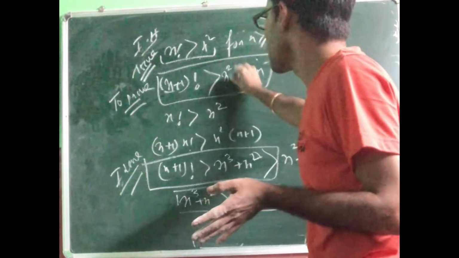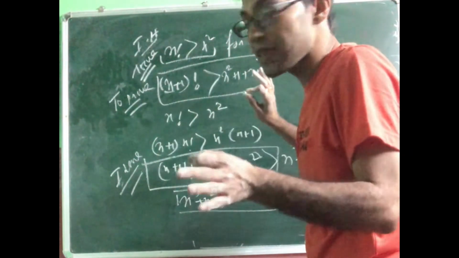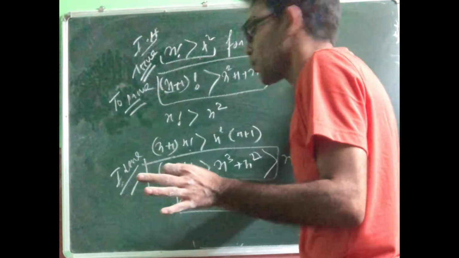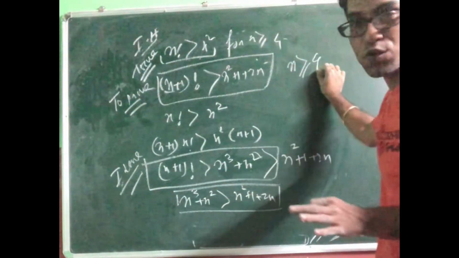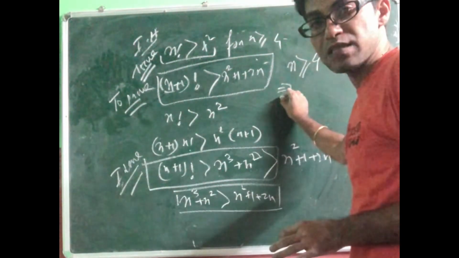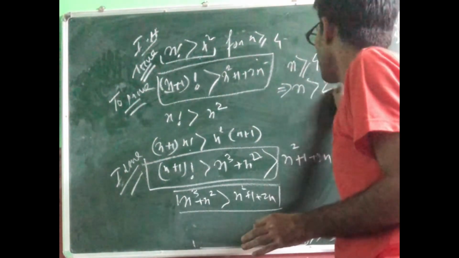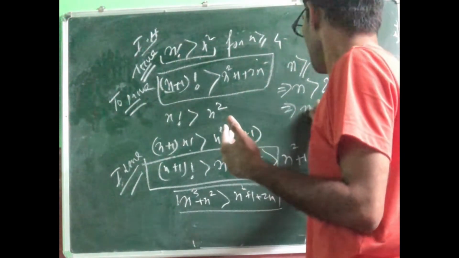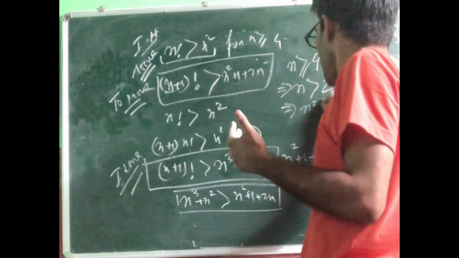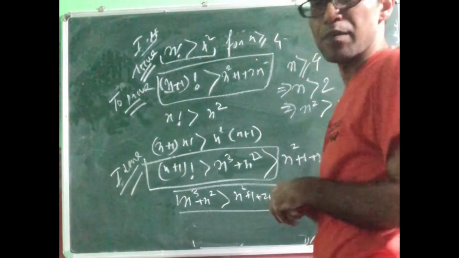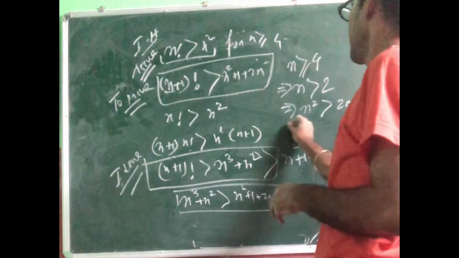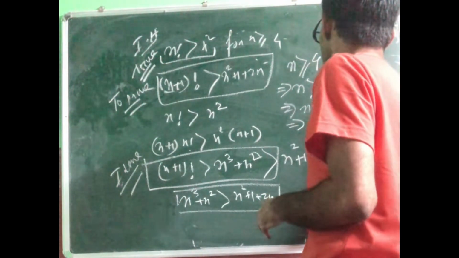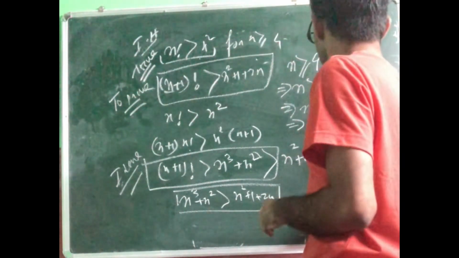So I'm not going to use this fact anymore. Rather, since I have n greater than 4, it's given, this also implies that n definitely is greater than 2. If this is the case, from here I can say, well, n square is greater than 2n, multiplying n both sides. And this also implies, say, n square greater than 2n plus 1. So this is my first statement.